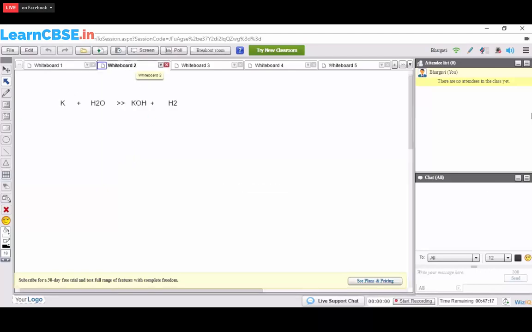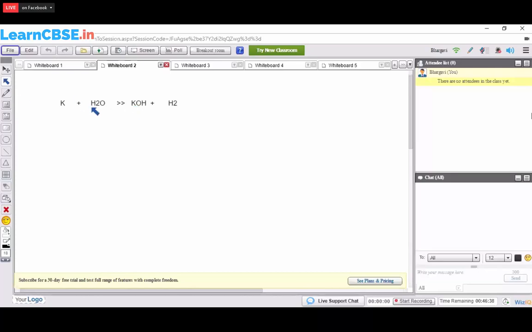Next example. Potassium reacts with water and gives potassium hydroxide plus hydrogen gas. Here one potassium and here also one potassium, so potassium is balanced. Hydrogen: here it is 2, and on the other side 1 and 2. So in total 3 hydrogen atoms are present on the product side and 2 hydrogen atoms on the reactant side, so we have to balance the hydrogen. Then oxygen: here 1 oxygen and here 1 oxygen.